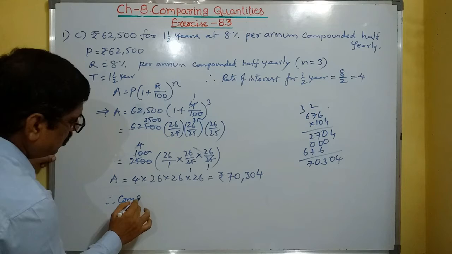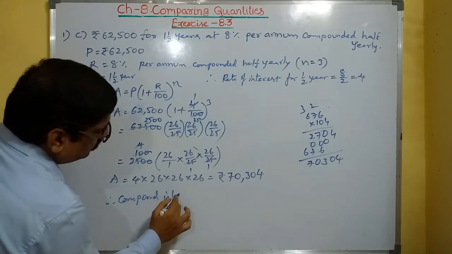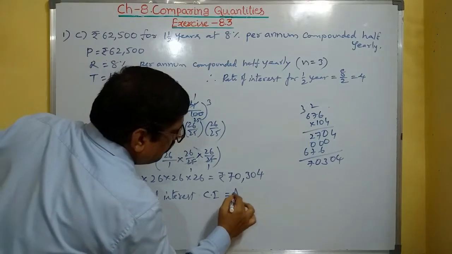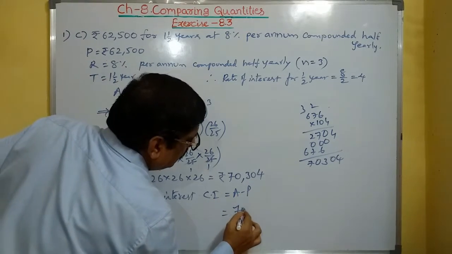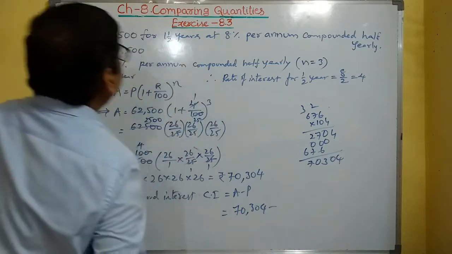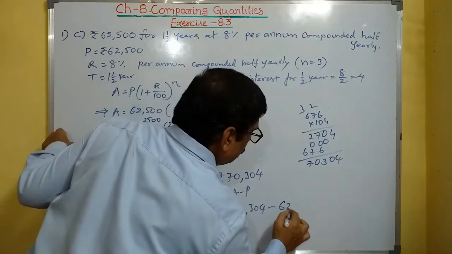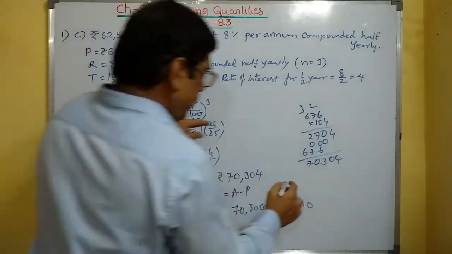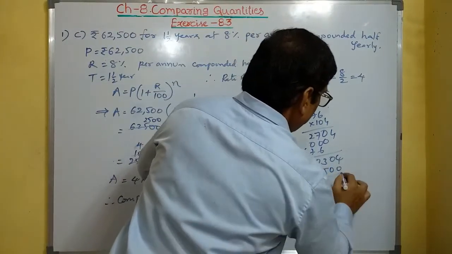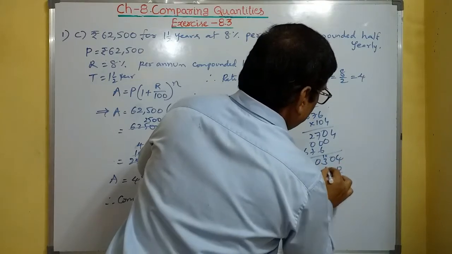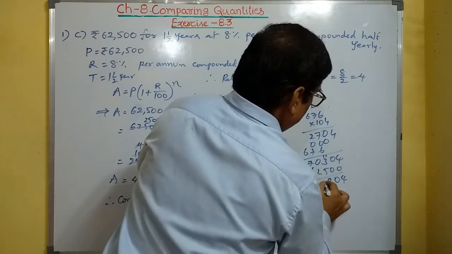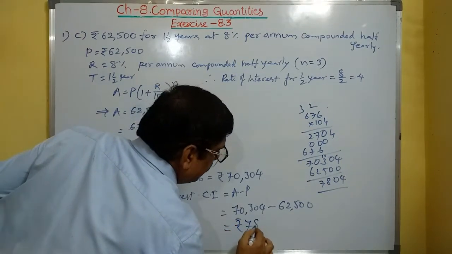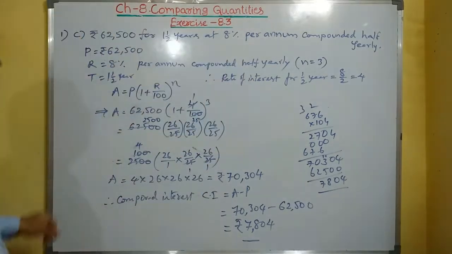Therefore compound interest, CI is equal to A minus P. What is the A value? 70,304 minus what is the P value? 62,500. So let us subtract this. How much will you get? You will get 4, here 0, here 13 minus 5, 8, here 9 minus 2, 7. 7,804 rupees. Okay, please copy this problem.